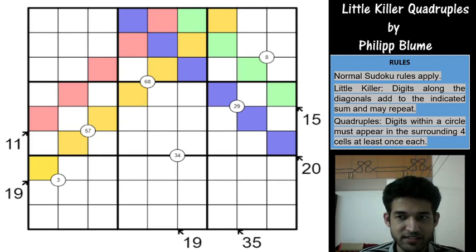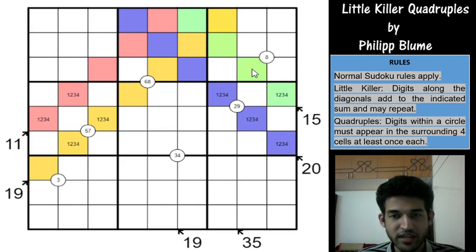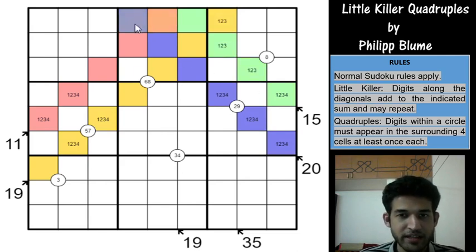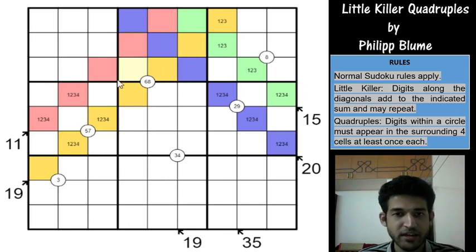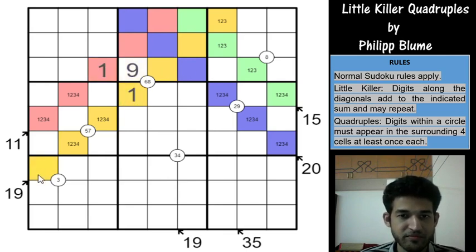So let us start writing the pencil marks in the Sudoku now. This would be 1, 2, 3, 4. That should be a 1, 2, 3, 4. That should be 1, 2, 3. And this would be 1, 2, 3, 4, 5, 6, 7, 8. 9 is excluded, so that becomes 9. And all these cells would be 1.